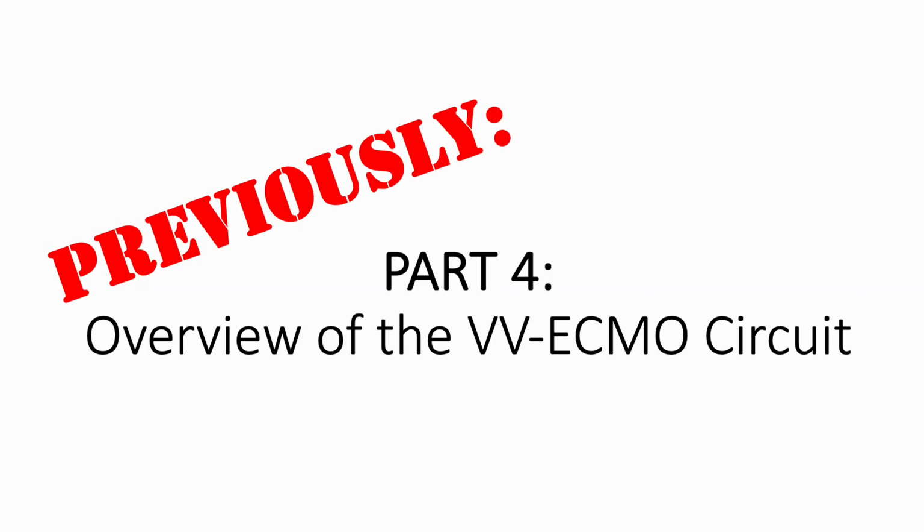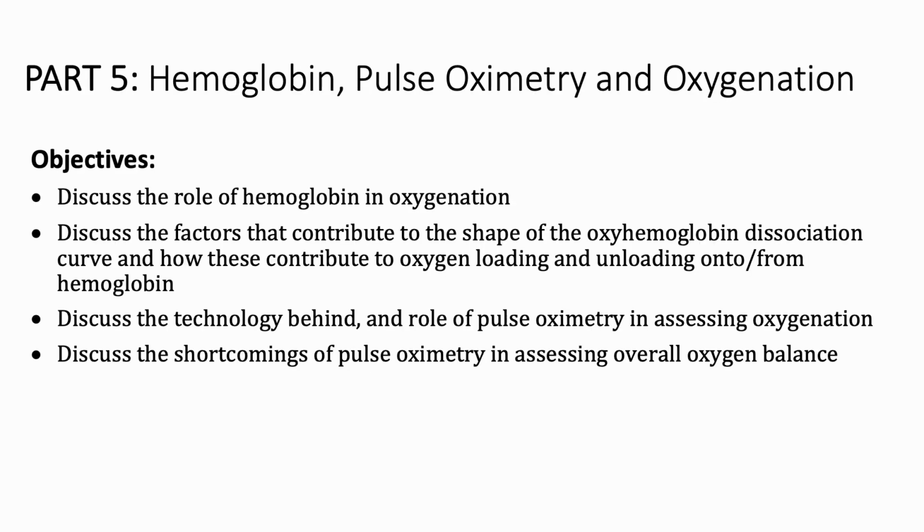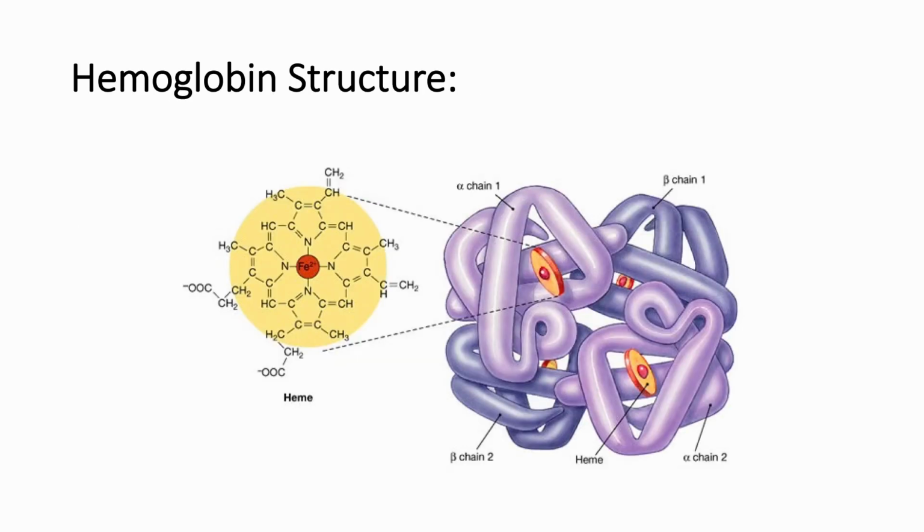Last time we had a brief overview of the VV-ECMO circuit, and today we'll be discussing hemoglobin, pulse oximetry, and overall oxygenation. The objectives for today's lecture include discussing the role of hemoglobin in oxygenation, to discuss the factors that contribute to the shape of the oxyhemoglobin dissociation curve and how these contribute to oxygen loading and unloading onto and from hemoglobin, to discuss the technology behind and role of pulse oximetry in assessing oxygenation, and just to discuss the shortcomings of pulse oximetry in assessing overall oxygen balance.